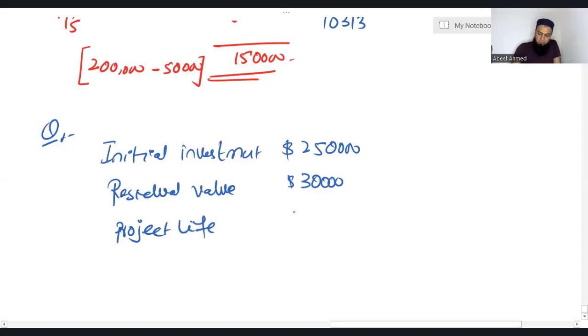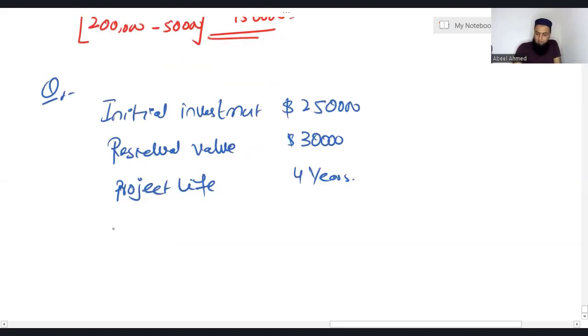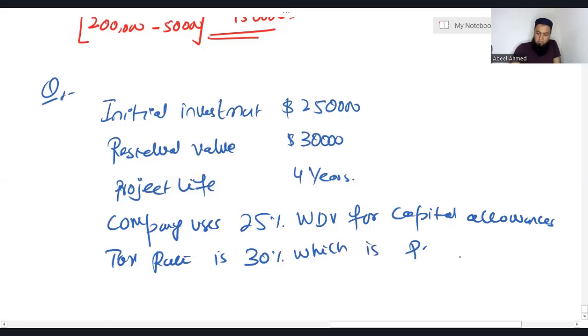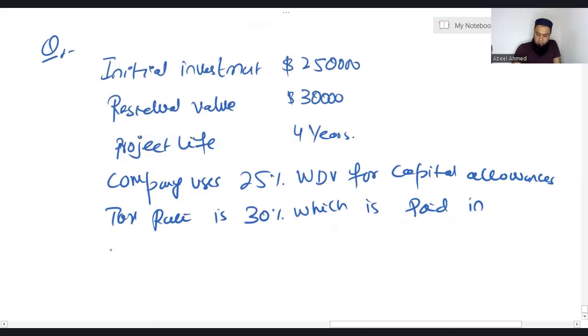Project life 4 years. Company uses 25% written down value for capital allowances. Tax rate is 30%, which is paid in the same year.